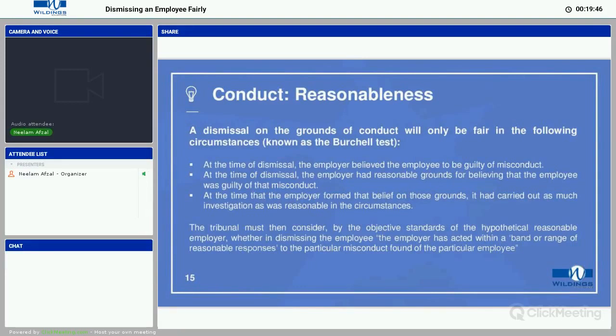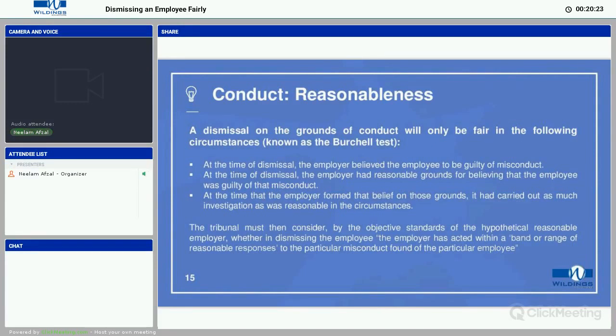And what the tribunal will look at is at the time of the dismissal, whether the employer believed the employee to be guilty of the misconduct. And at the time of the dismissal, the employer had reasonable grounds for believing that the employee was guilty of that misconduct. And then this last bit of that test is at the time that the employer formed that belief on those grounds, that it carried out as much investigation as was reasonable in the circumstances. So the employer has to decide whether they believe the individual is guilty, whether there are reasonable grounds for believing that employee is guilty, and that they've carried out a reasonable investigation in the circumstances.